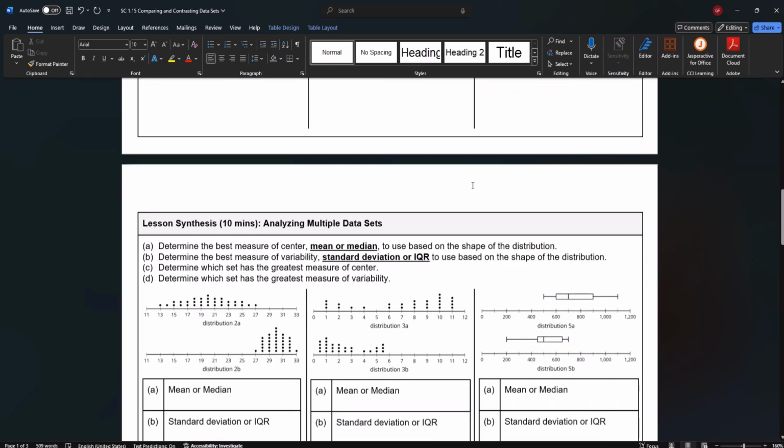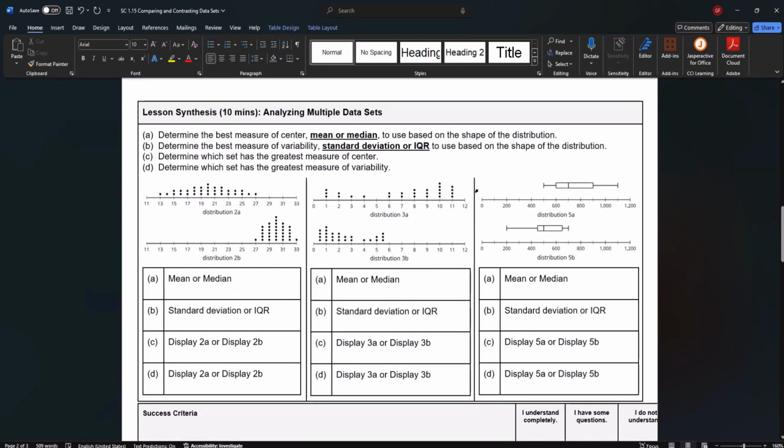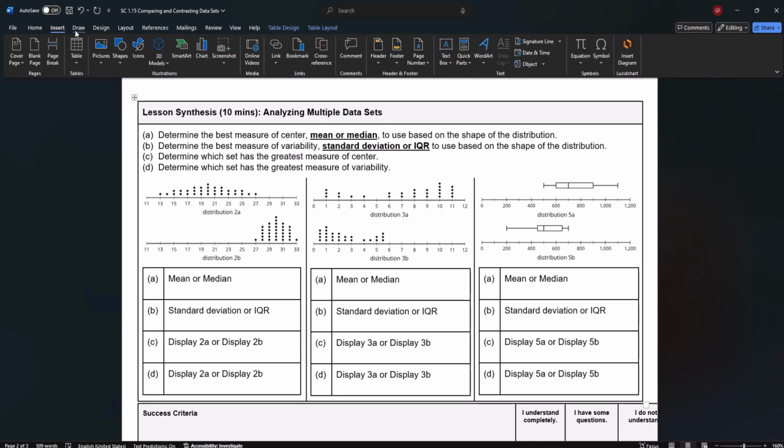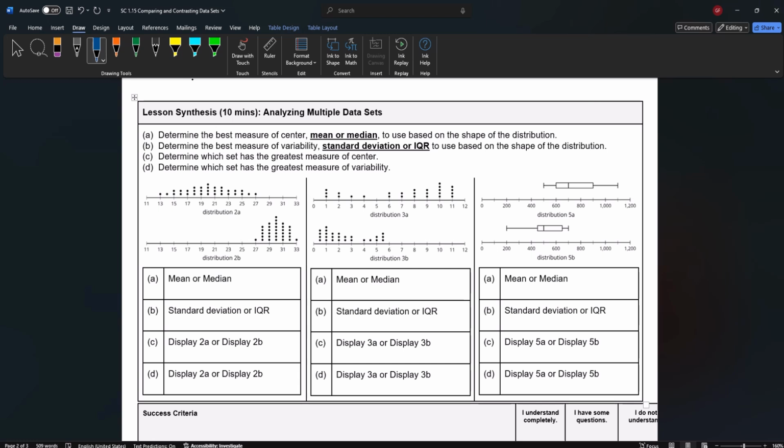So let's take a look at our lesson synthesis, and we're going to be analyzing multiple data sets. In here we are going to be answering questions A, B, C, and D for 3 different representations of data sets. So let's take a look at question A for the first set of data that we see. Determine the best measure of center, mean or median, to use based on the shape of the distribution.